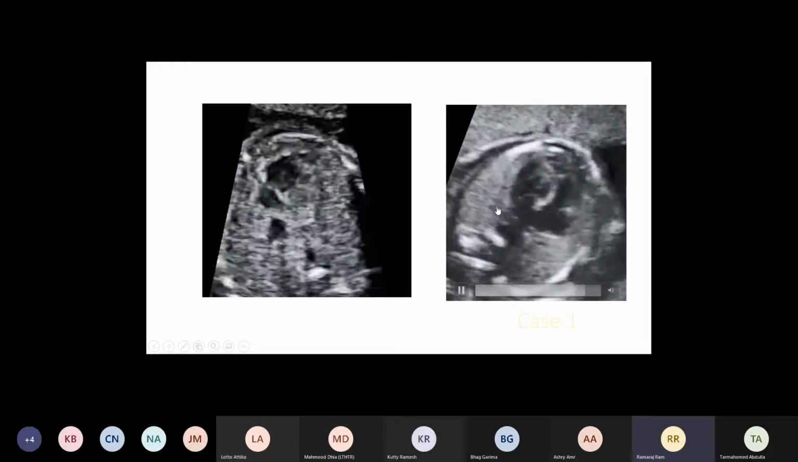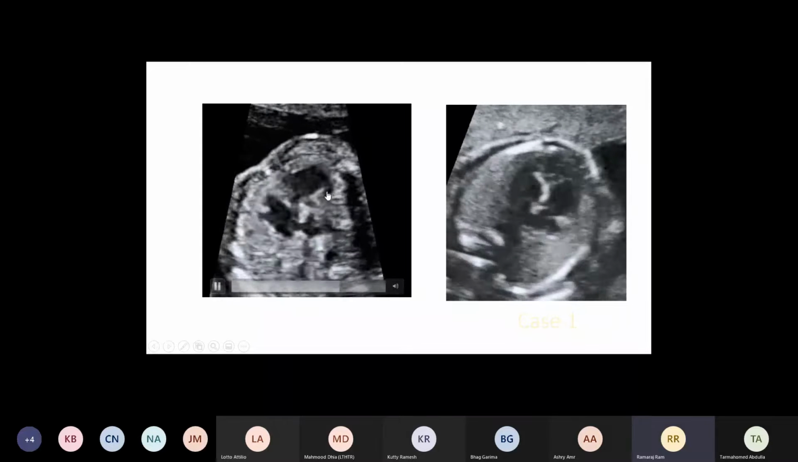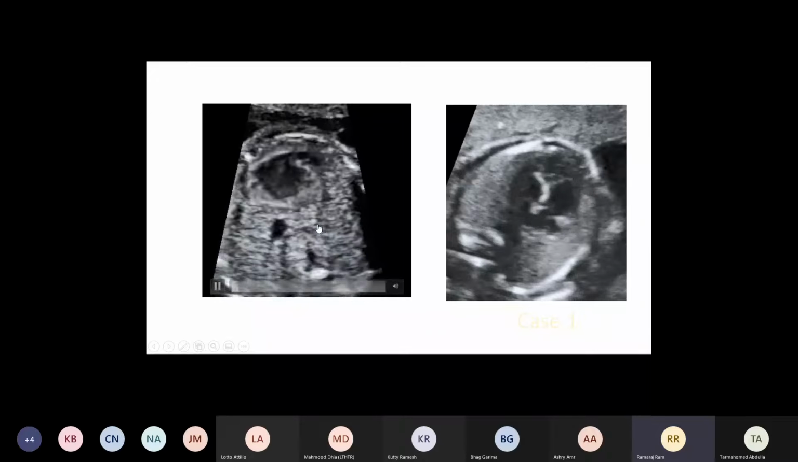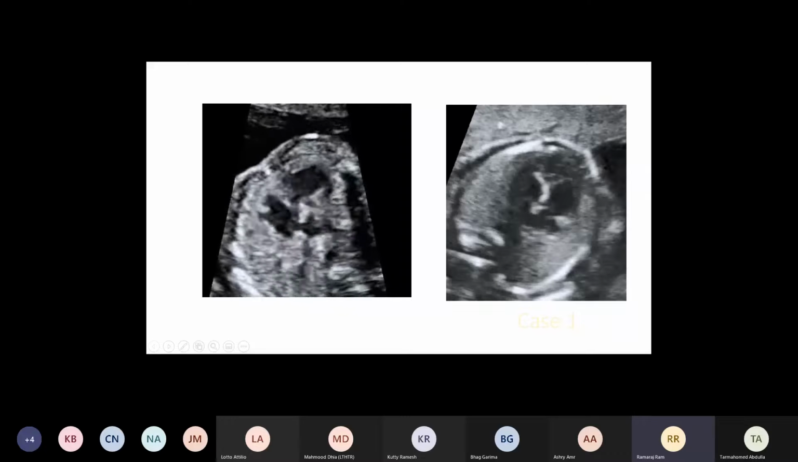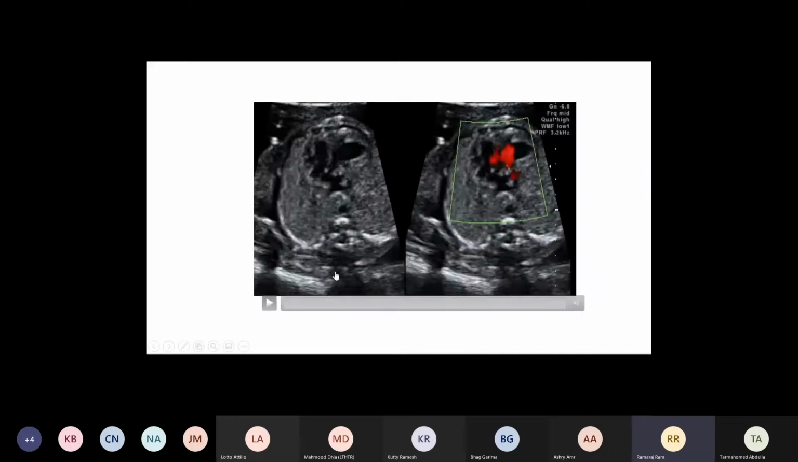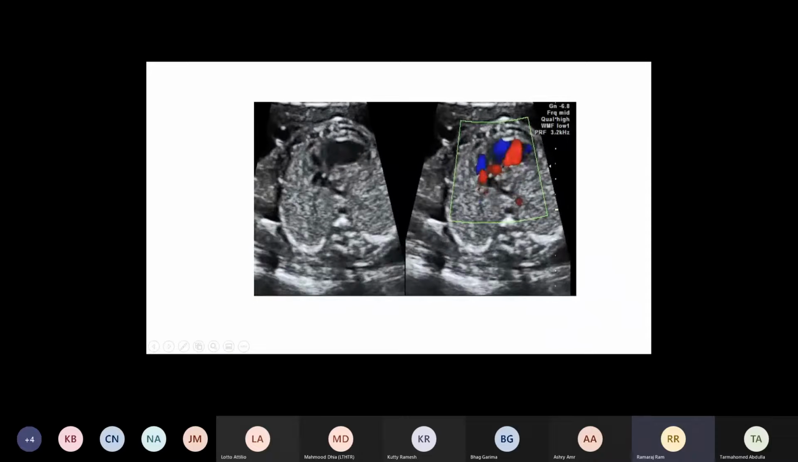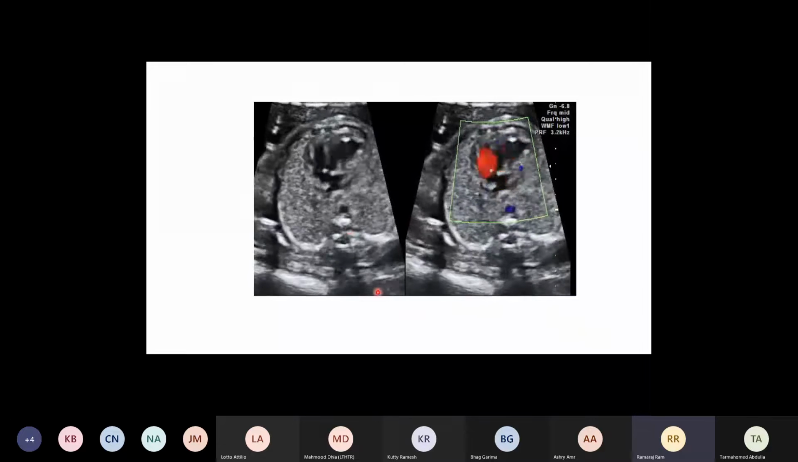So a very common cause is aortic valve problems, aortic stenosis and aortic atresia, which is in 2/3 of the cases, followed by mitral atresia and mitral valve problems. Yeah, next one, please. So next slide. I think this is the same example to show you on the color. So move on, please. Next one.